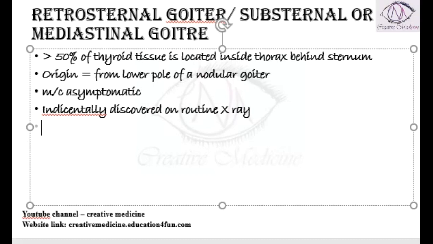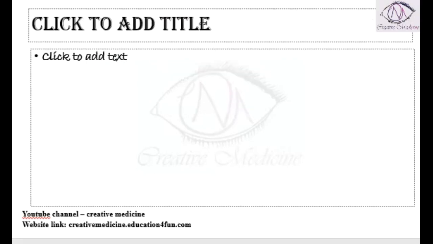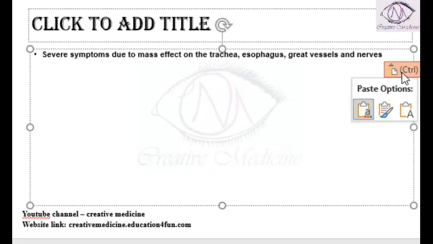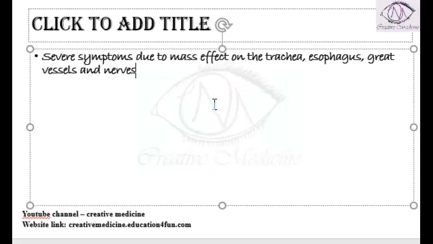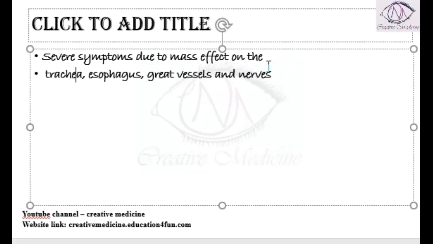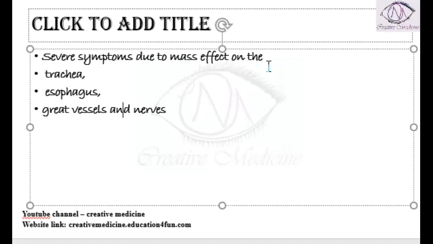Now, the main important thing in the mediastinal goiter is that it can cause severe symptoms. Why? Because of the pressure effect. These retrosternal goiters have severe symptoms due to mass effect or pressure effect on the trachea, esophagus, and also great vessels, and also on the nerves.